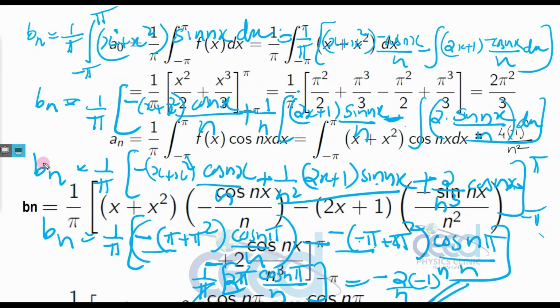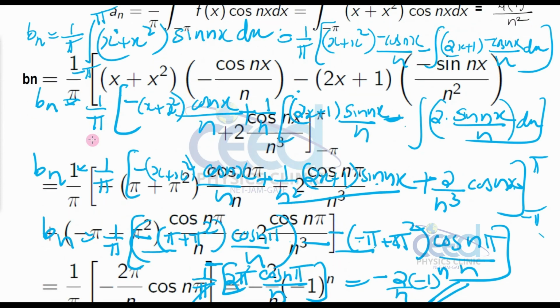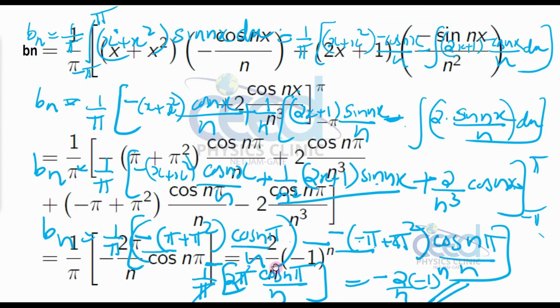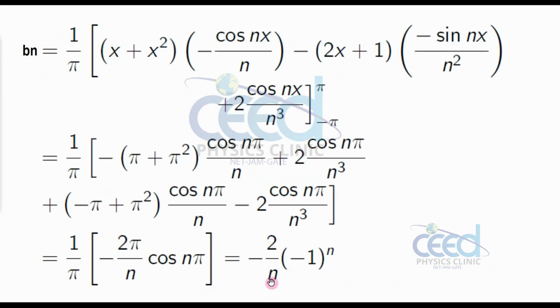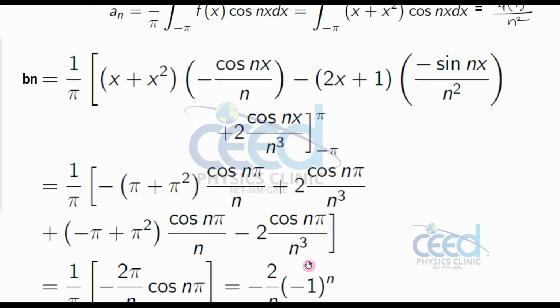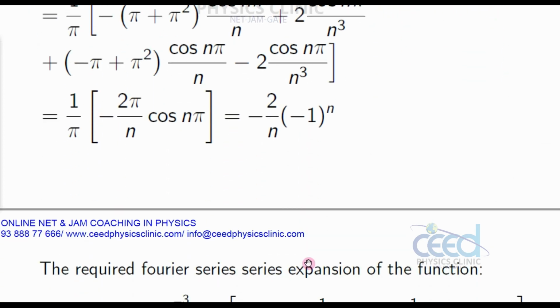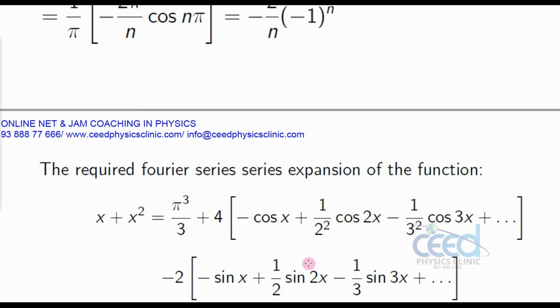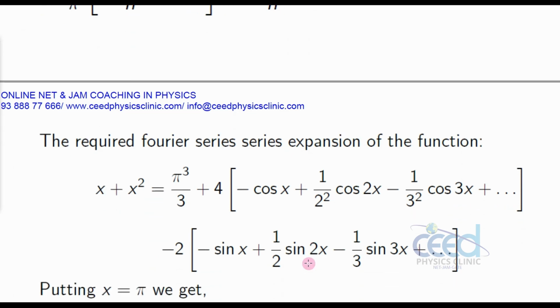So we can check the value that we have got. Okay, yes, our value is -2/n (-1)^n. So the answer is correct, and I can erase this. Now we have a0, an and bn that we can put into our Fourier series expansion.